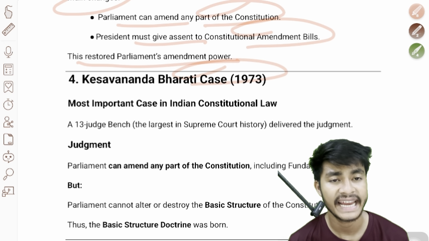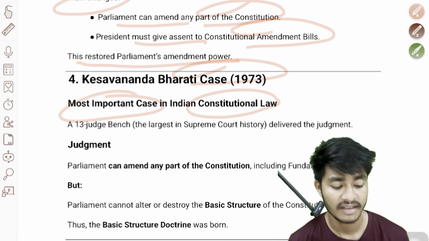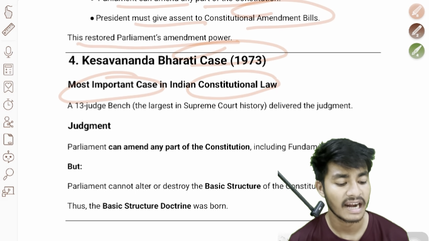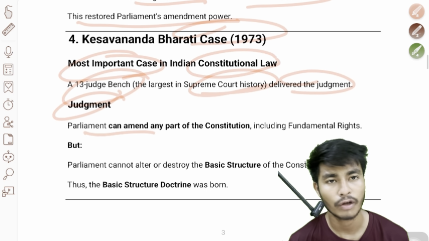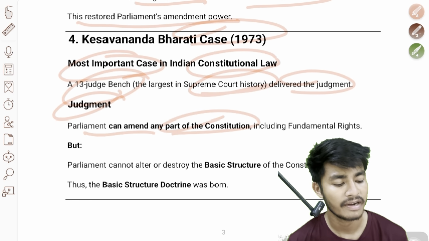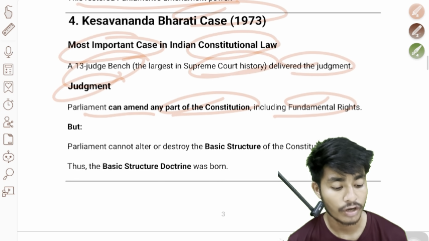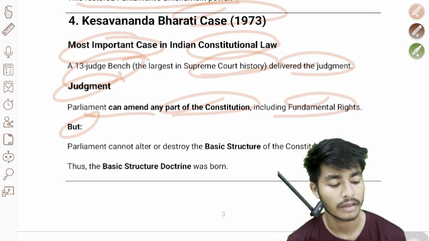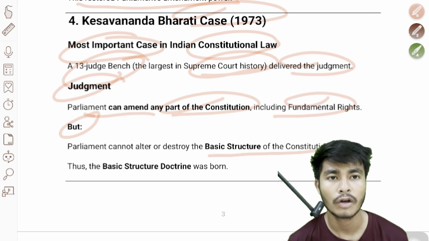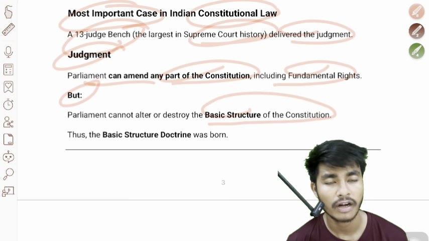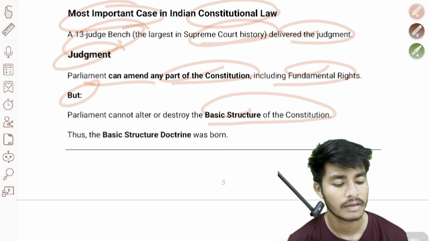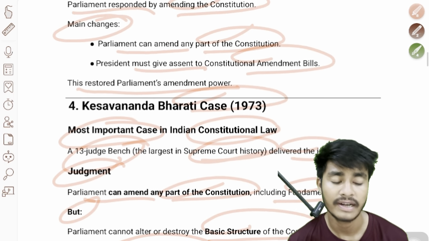It is one of the most popular cases in Indian constitutional law. A 13-judge bench, the largest in Supreme Court history, delivered the judgment. The judgment was that parliament can amend any part of the constitution, including fundamental rights, but parliament cannot alter or destroy the basic structure of the Indian constitution. Thus the basic structure doctrine was born from the Kesavananda Bharati case, 1973.